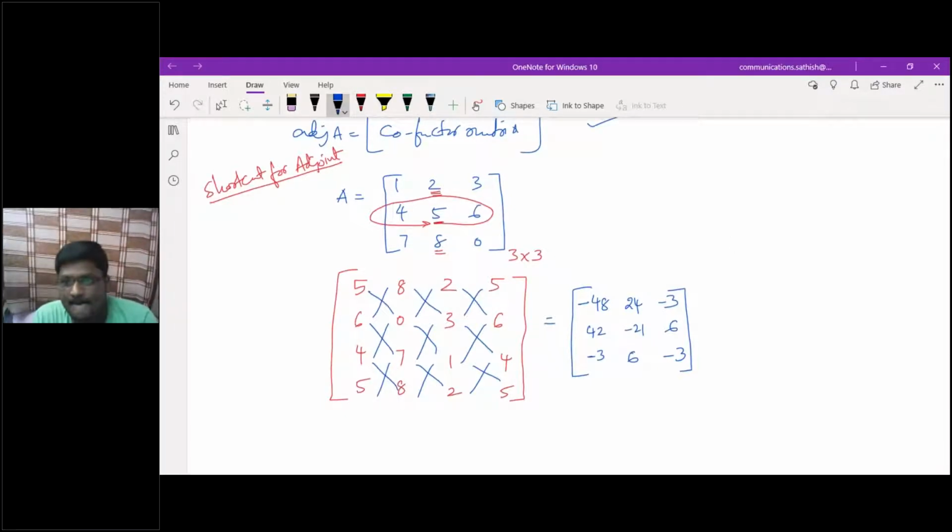Clear, sir. Is there any doubt in this? Is it clear, all? Yes, sir. Now with the conventional procedure, you know that you can cross verify it. Is it simple or not?